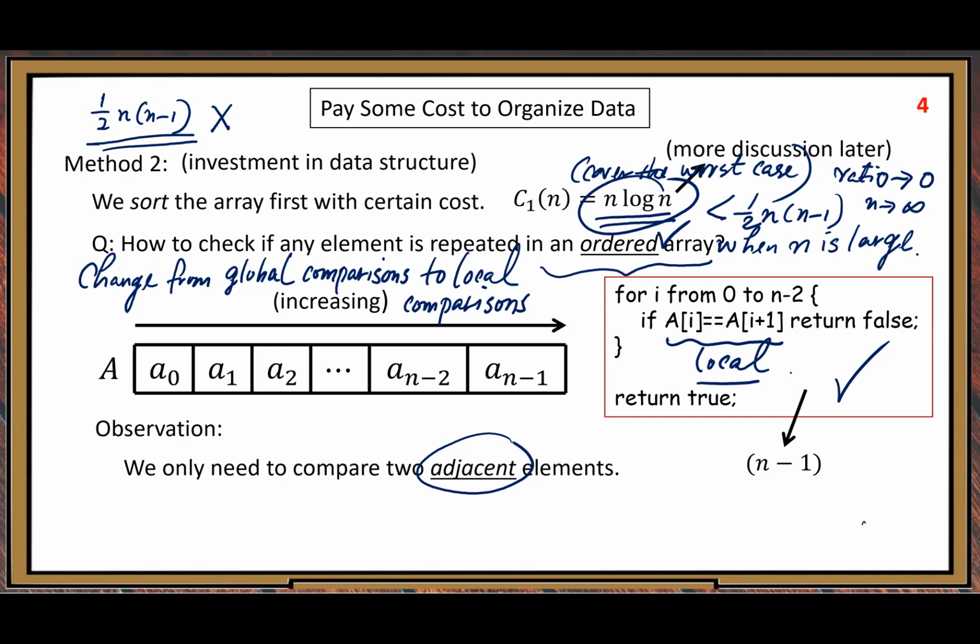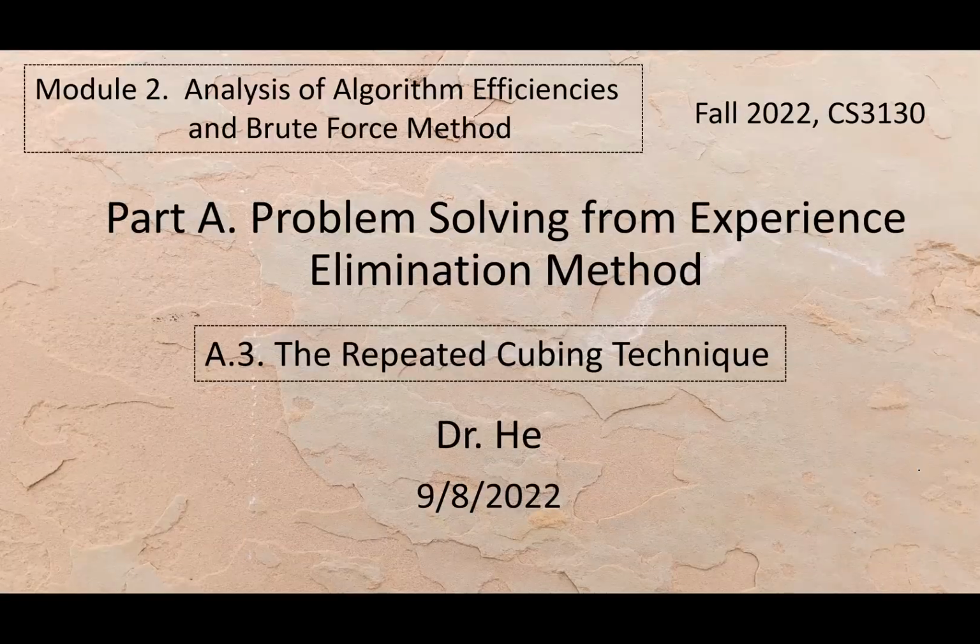Then we can easily see the number of comparisons we need is at most n-1, right? Because when we implement this loop, we can return earlier. The worst case is n-1 comparisons. So you can see that.